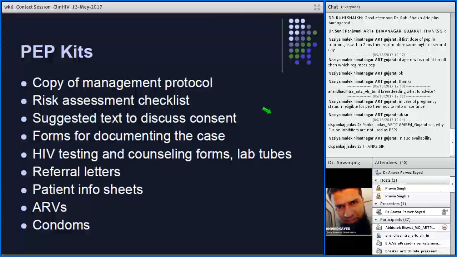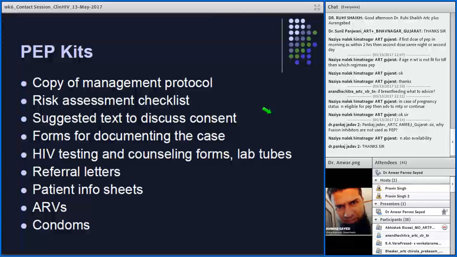The possible risks of non-occupational exposure PEP: the risk of toxicity is the same. Emergence of drug resistance, which we will see in a couple of slides, and increased HIV risk behavior. The risk of drug resistance we spoke about is the same: if HIV infection is not ruled out before starting, there will be a risk, but otherwise there is no risk. An increase in high-risk sexual behavior is usually not seen, because it is accompanied by counseling and other risk reduction methods are introduced.